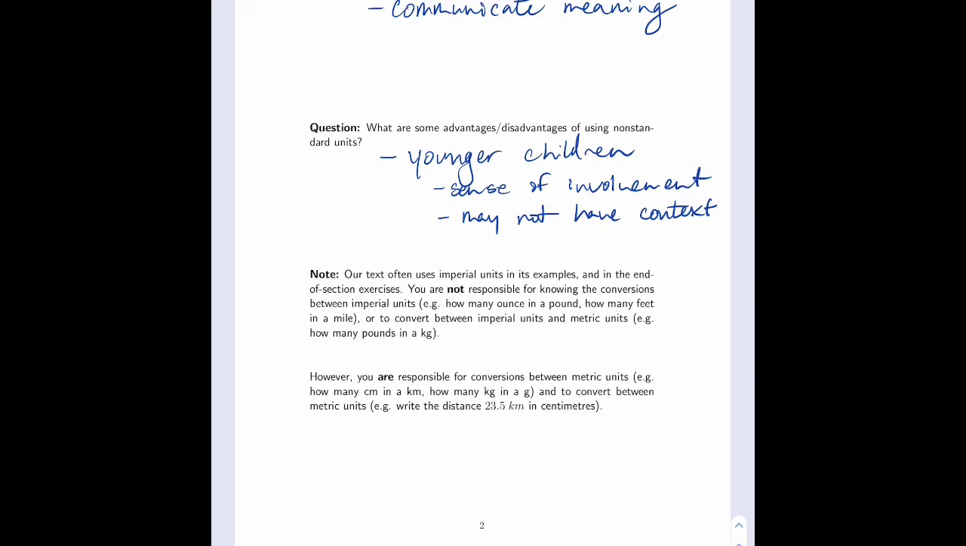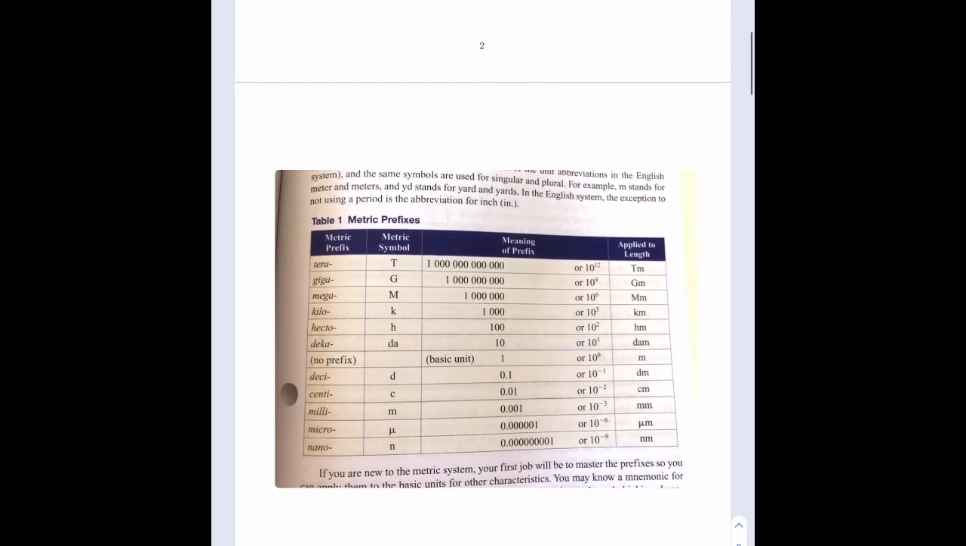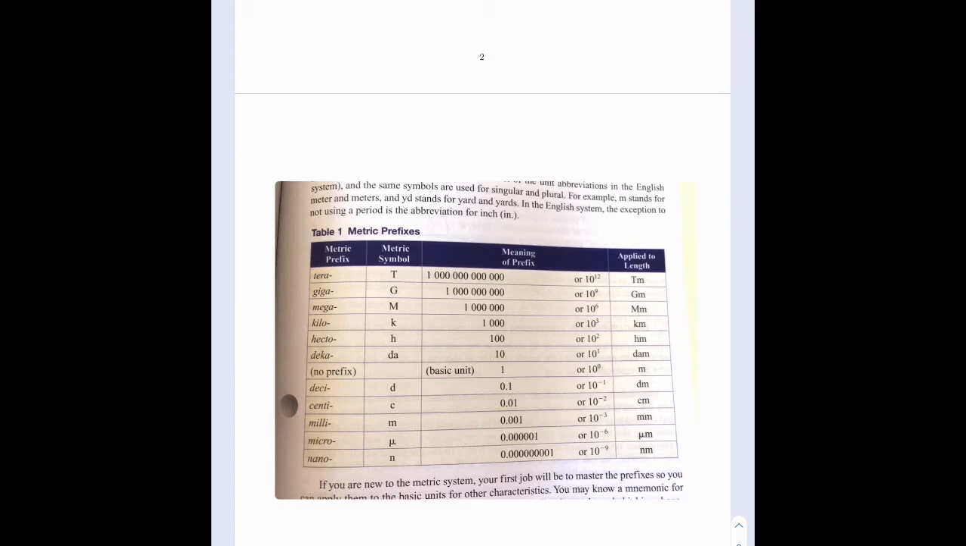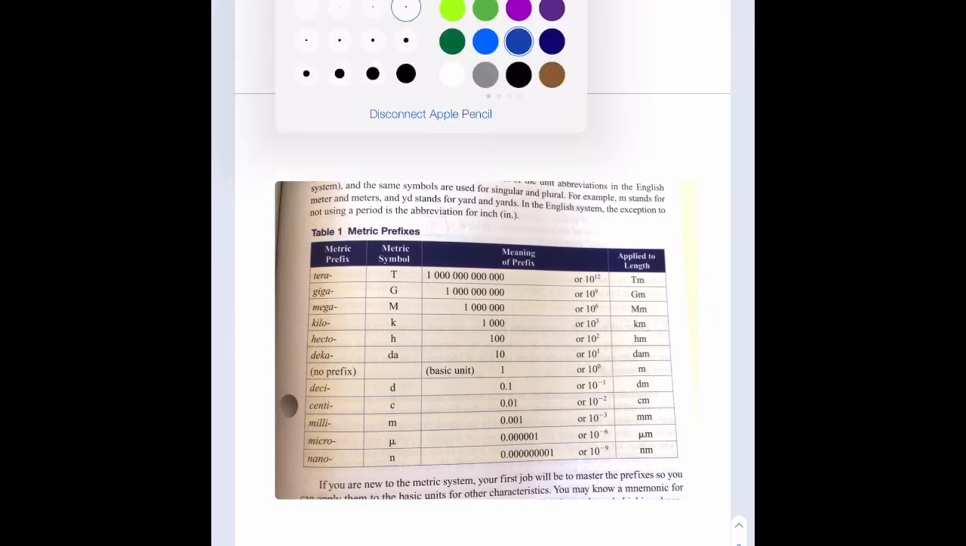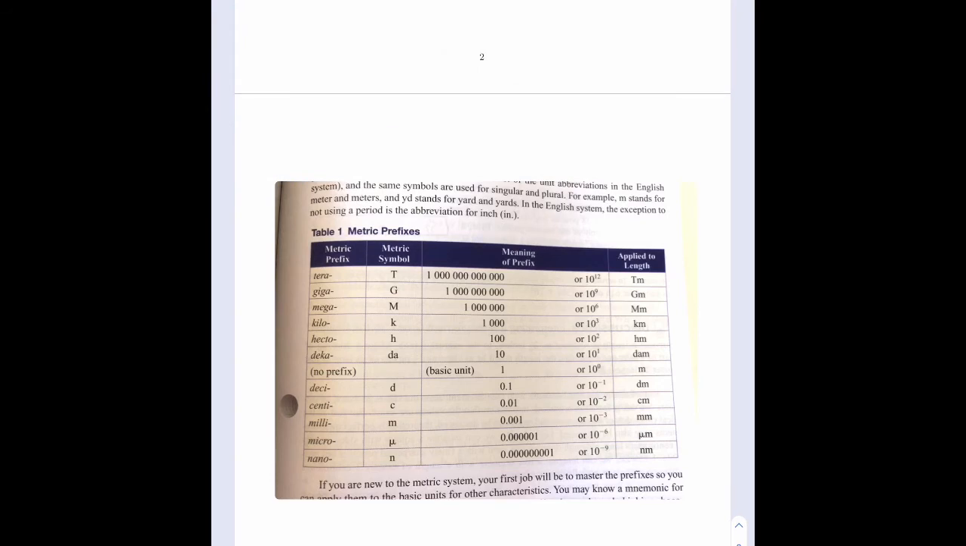So our text often uses imperial units. I'm not going to hold you responsible for converting between imperial and metric units, but I will hold you responsible for knowing the conversions between metric units. If you refer to our textbook, this is the image from the textbook. It has the metric prefixes all the way from the standard, the base unit, which is meters, going in both directions, so getting larger and getting smaller.